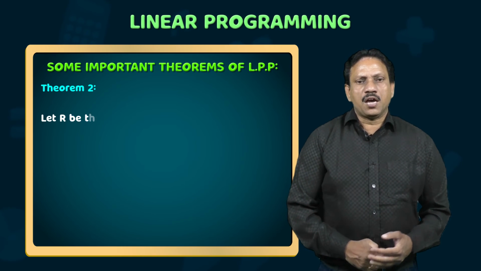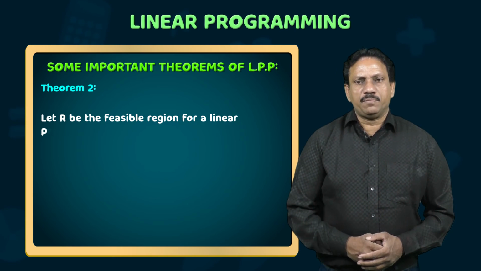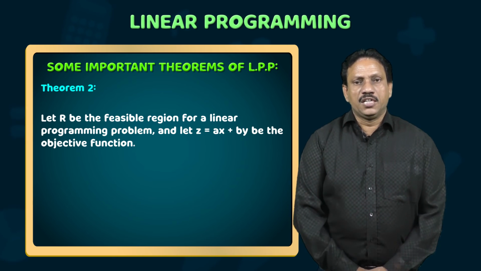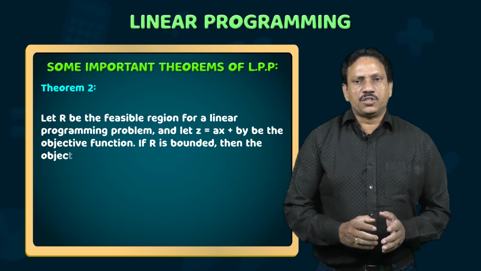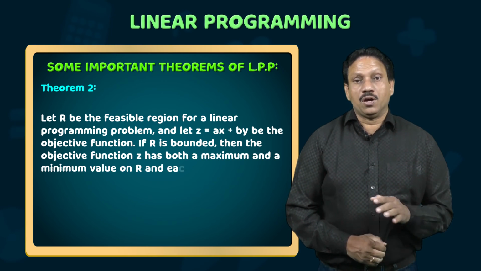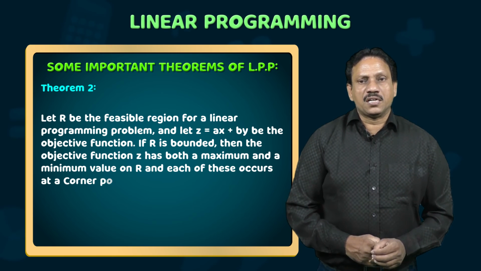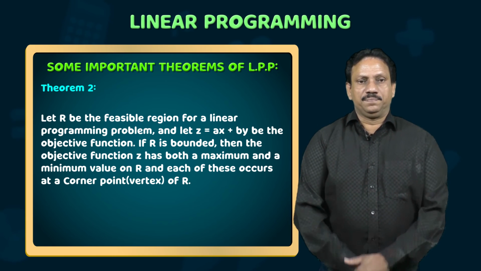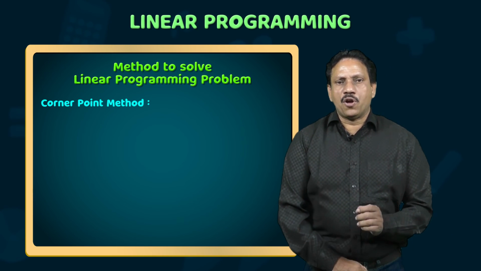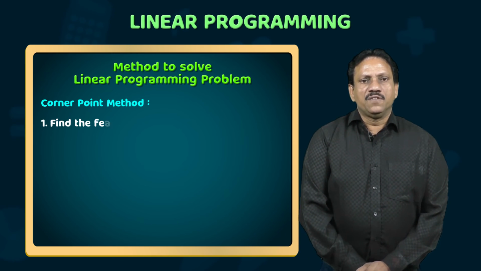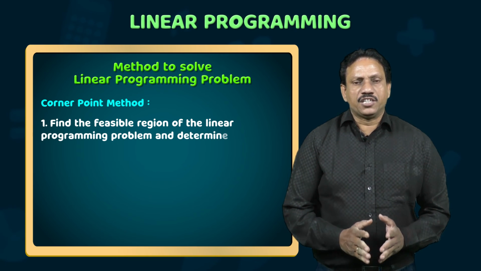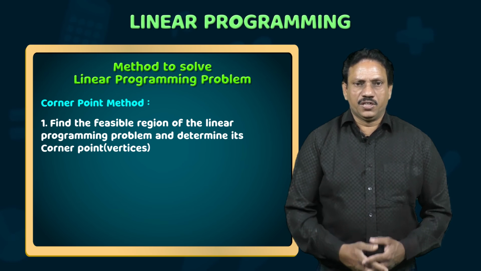Theorem 2. Let R be the feasible region of a linear programming problem, and let z equal to ax plus by be the objective function. If R is bounded, the objective function z has both a maximum and a minimum value on R, and each of these occurs at a corner point, a vertex, of R. Method to solve linear programming problem. Corner point method. Number 1: find the feasible region of the linear programming problem and determine its corner points, vertices.